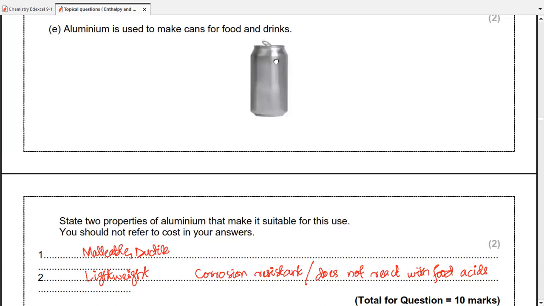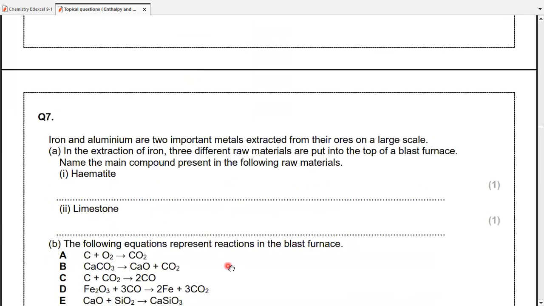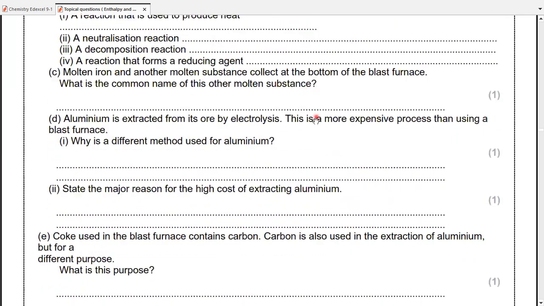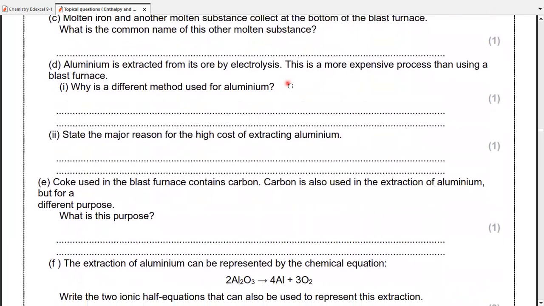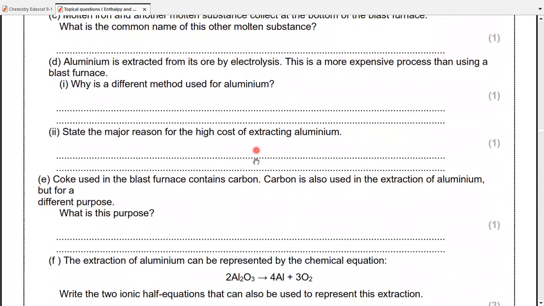Okay, moving on. Let's see what we have next. We're done with this. So aluminum is extracted from its ore by electrolysis. This is a more expensive process than using a blast furnace. Why is a different method used for aluminum? Now, this is the very first thing we started off with. Wait, I know this one.